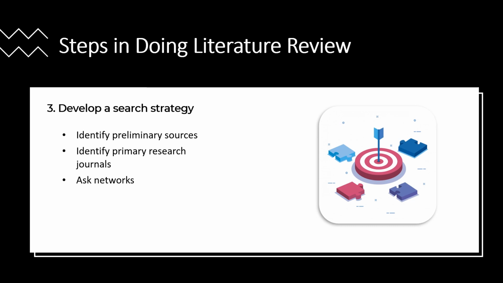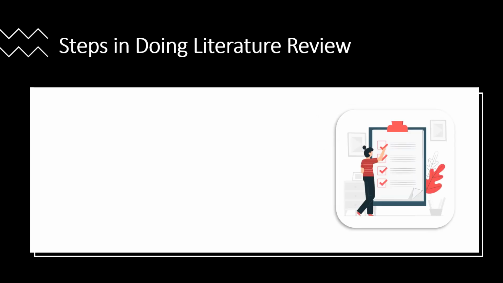So again, develop a search strategy by identifying preliminary sources of your research articles, identifying primary research journals that publish articles on your topic, and asking networks to help you also in your literature review. Then we have step number 4. Step number 4 is searching and selecting specific articles to review.